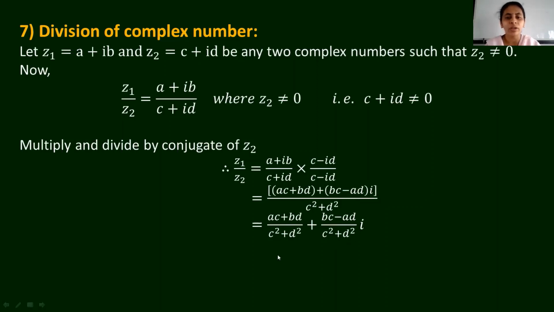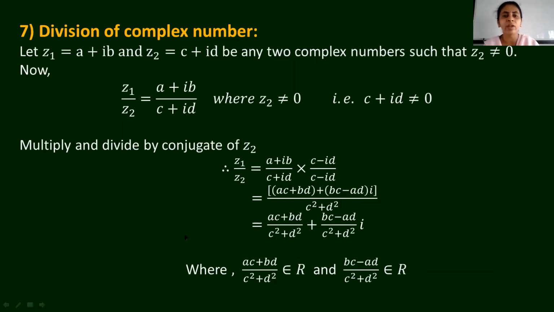So here in the division we get ac plus bd upon c square plus d square belonging to R, and bc minus ad upon c square plus d square belonging to R. Therefore, the division of complex numbers finally belongs to the set of complex numbers. That is, the division of two complex numbers is again a complex number.